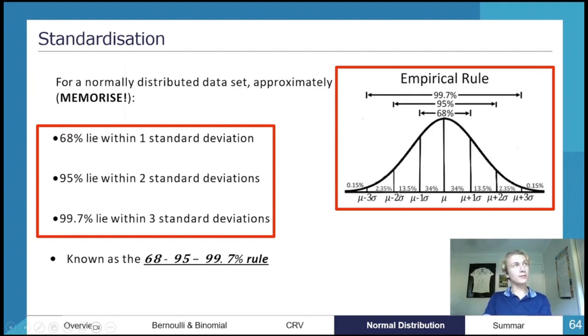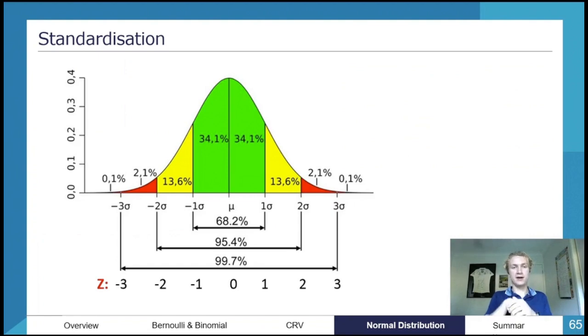I would recommend writing this down and memorizing little distinctions here, because sometimes you'll get weird questions, and we might go into some, where you're asked to find the probability from here to here. You have to know these little distinctions to know what to subtract from one, like 0.34, for example. And this is known as the 68, 95, 99.7% rule. It is a key learning objective for the syllabus. You need to know this. And we're going to go into it in a bit more detail now.